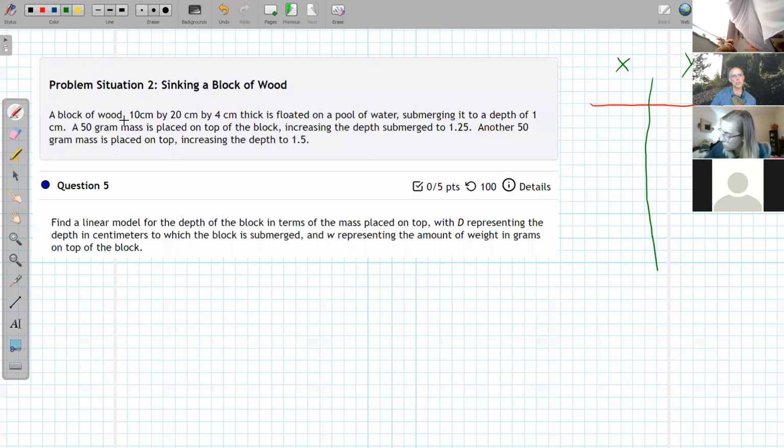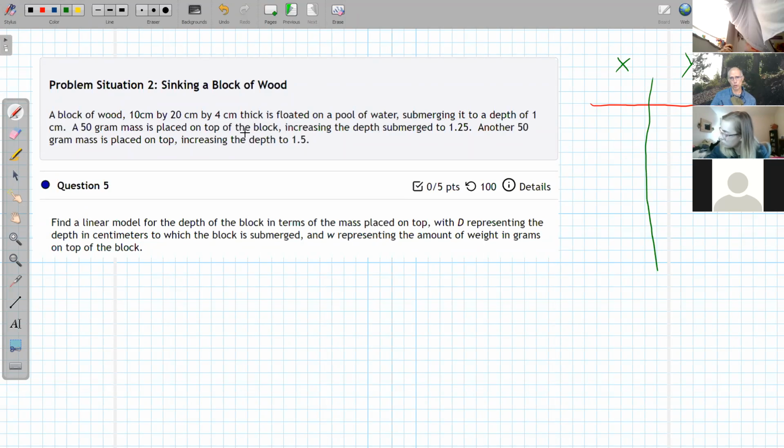So we have a block of wood, 10 centimeters by 20 centimeters by 4 centimeters thick, floated in a pool of water, submerging it to a depth of 1 centimeter. A 50-gram mass is placed on top of the block, increasing the depth submerged to 1.25. Another 50-gram mass is placed on the block and increases the depth to 1.5. So it looks kind of like the spring.